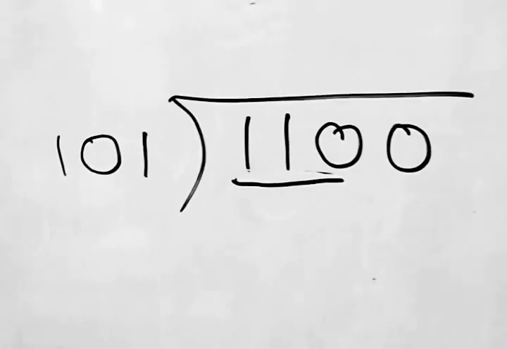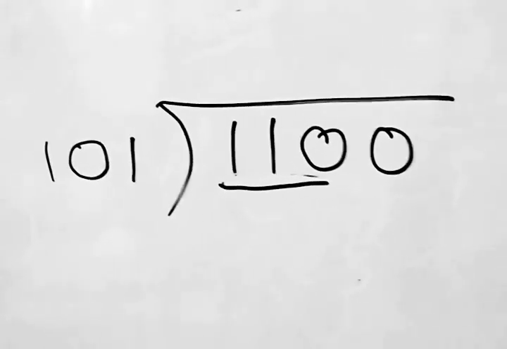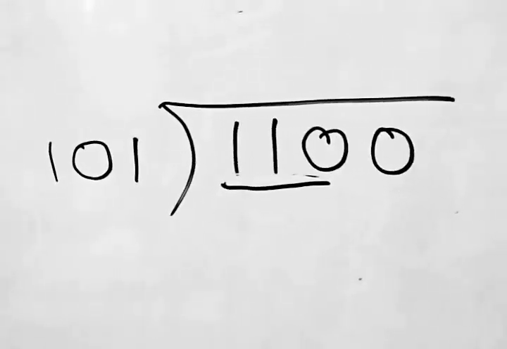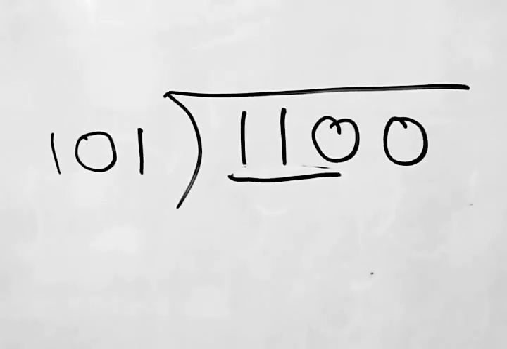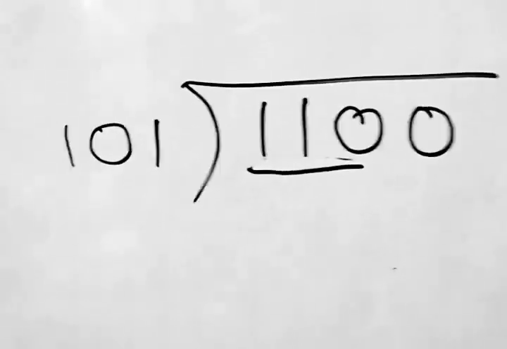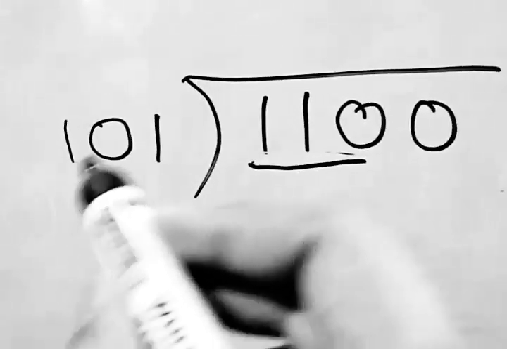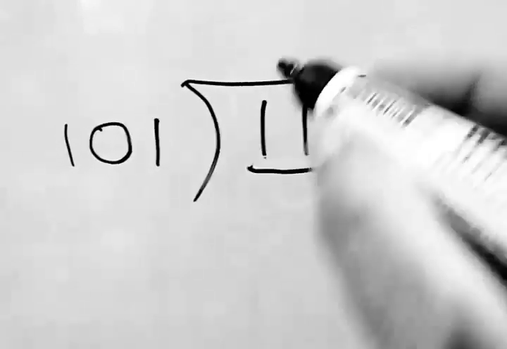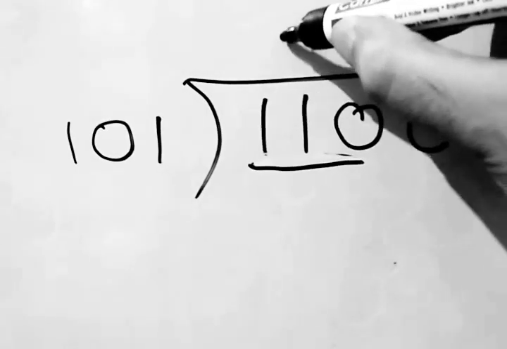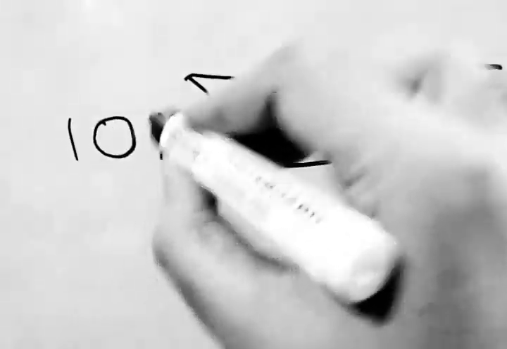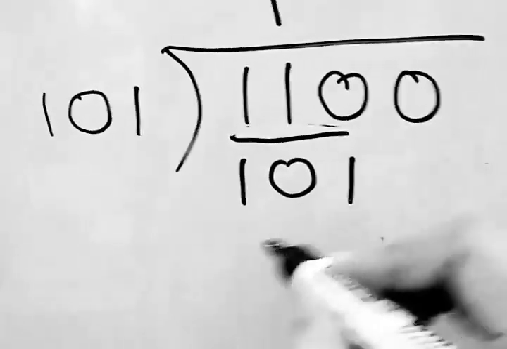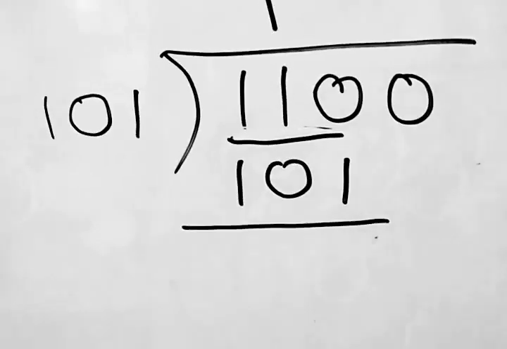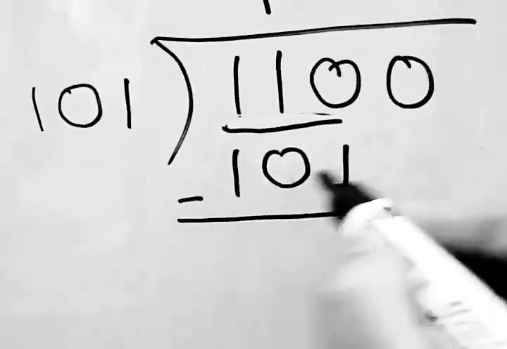In the quotient, we can put only 2 digits, either 0 or 1, because as it is binary division, we can place only 1 or 0. As 110 is greater than 101, we can divide it by 1. Multiply 101 with 1, we'll get 101. Now we'll do the subtraction.